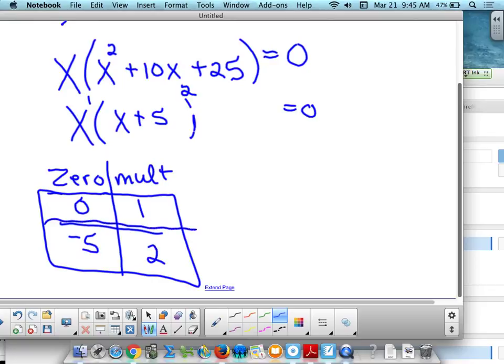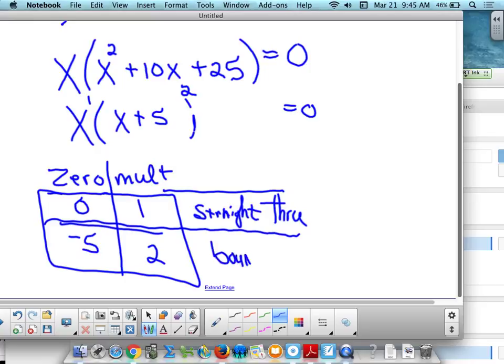Okay? If I were to graph it, multiplicity of 1 means it's going to do what? Go straight through. Okay, straight through. How about multiplicity of 2? Bounces. Bounces, acts like a parabola. Okay? Good? Yep, we're good. Okay, keep going.